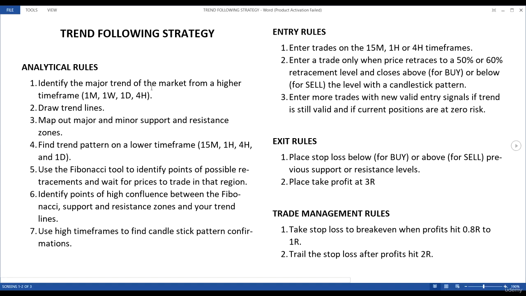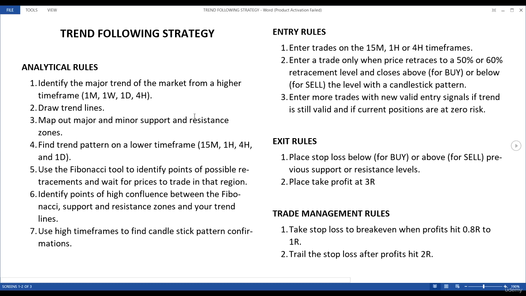So we have the analytical rules here, then we have the entry rules, we have the exit rules, and we have the trade management rules. Okay, now the first one, which is analytical rules, we have to identify the major trend of the market from a higher time frame. We have the 1 month, the 1 week, the daily, the 4 hours, depending on what you would like to trade.